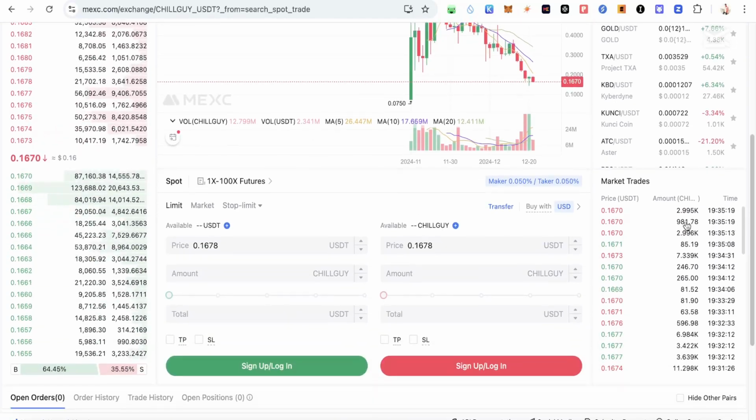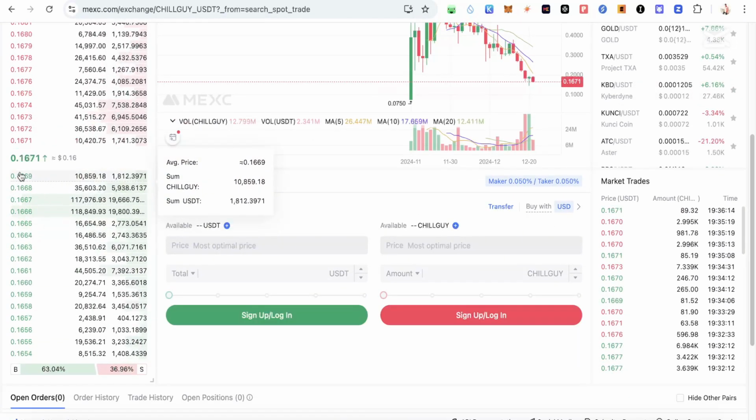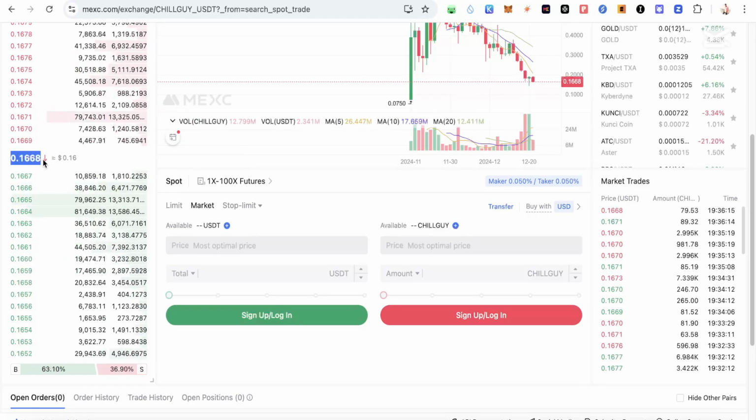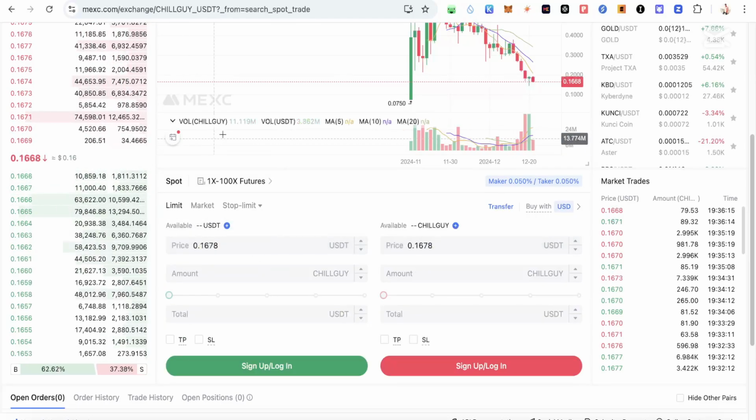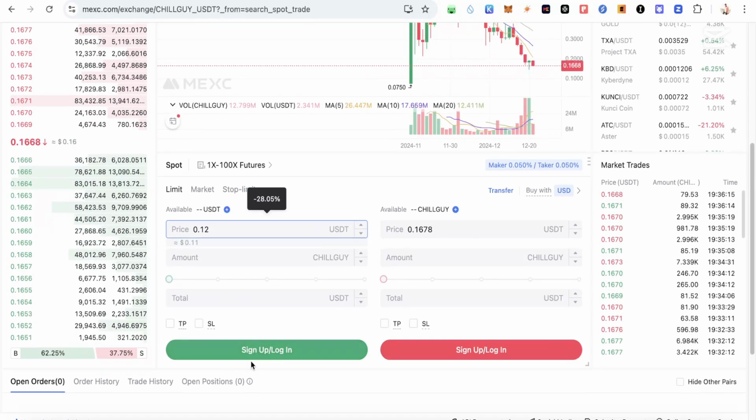Now head a bit down, and there are two types of order: market order and limit order. Market order meaning you go ahead and buy at the current market price, which is this. So simply put in the amount of USDT and click on buy. Limit meaning, let's say if you feel that the price of Chillguy will fall even further to, let's say, 0.12 level, simply put in 0.12, put in the amount of USDT and click on buy.